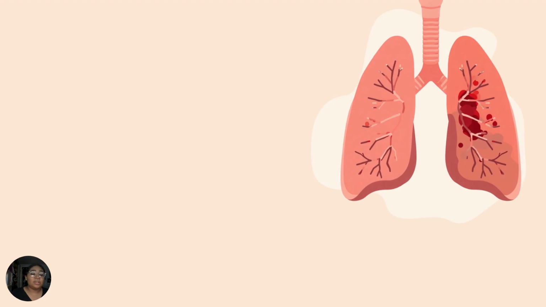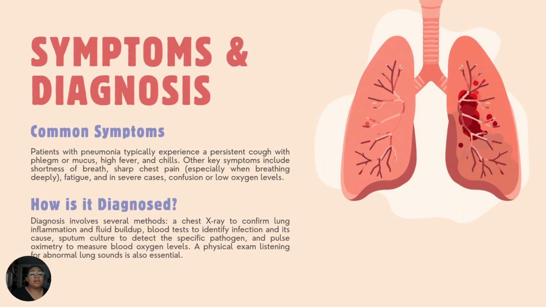So, next we have symptoms and diagnosis. The common symptoms are usually a persistent cough with mucus or phlegm and a high fever, such as 104 or around there, and chills. Other key symptoms can also be shortness of breath, sharp chest pains, fatigue, confusion, and low oxygen levels, because, as said before, the oxygen is not circulating in the bloodstream. So that can lead to not enough oxygen going to the other body parts.